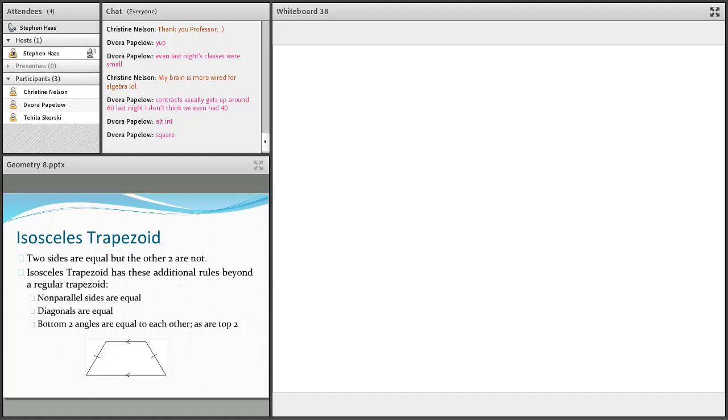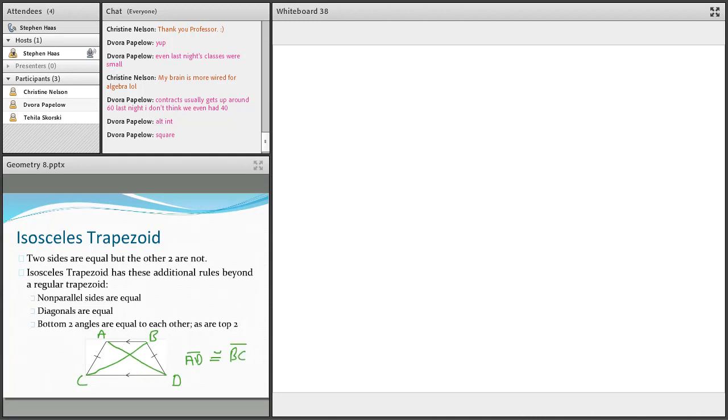The diagonals are equal. So if I draw a diagonal to here and a diagonal to here, these two diagonals, say AD and BC, are congruent to each other.